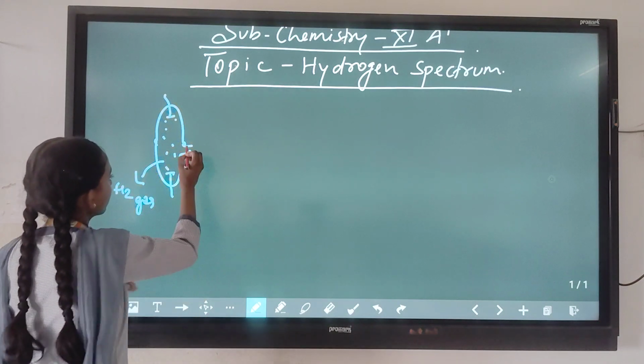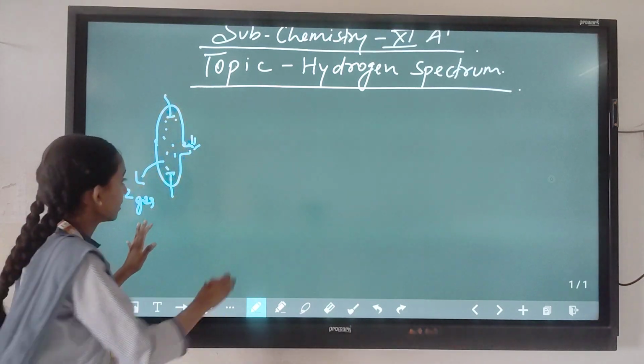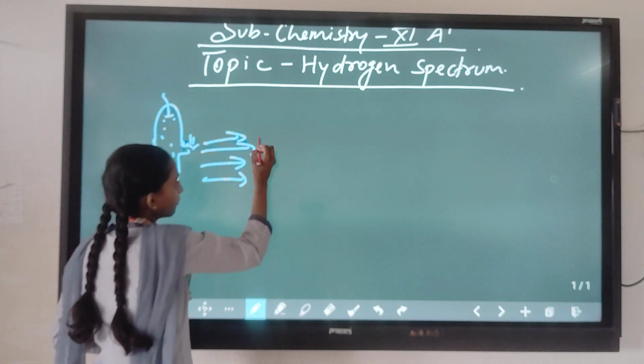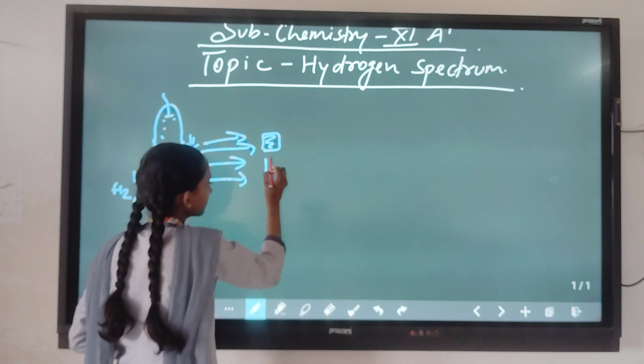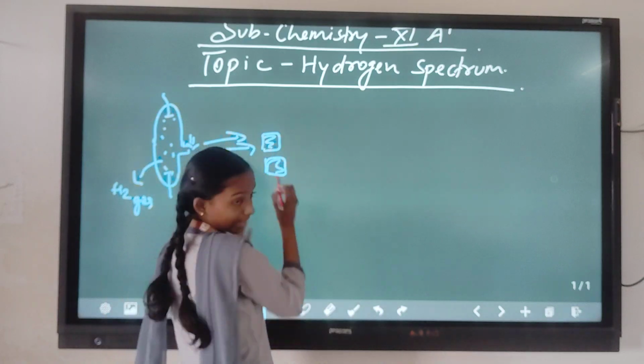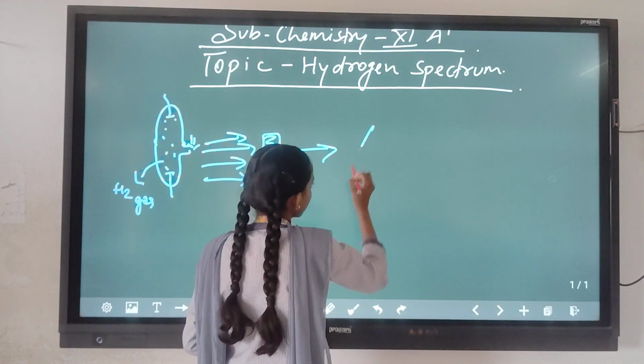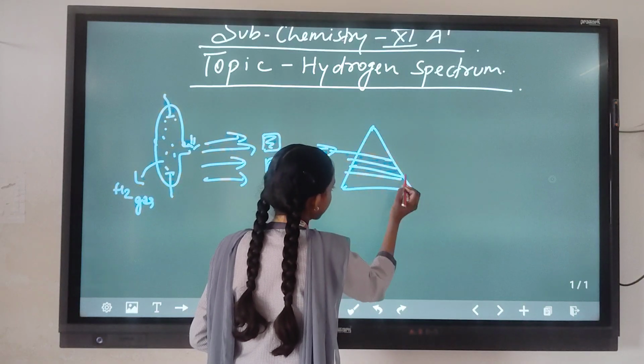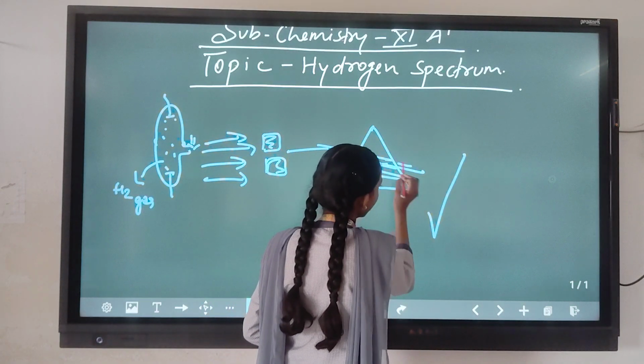When electric current is passed through it at low pressure, some radiations are emitted. These radiations are passed through a slit, and then some transmitted radiation is passed through a prism, and they get deflected and received on the photographic plate.